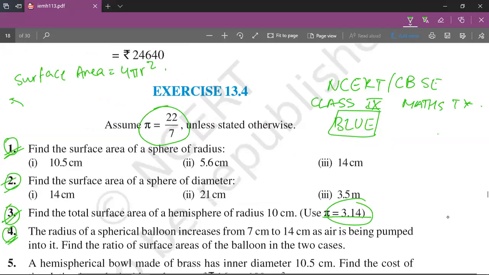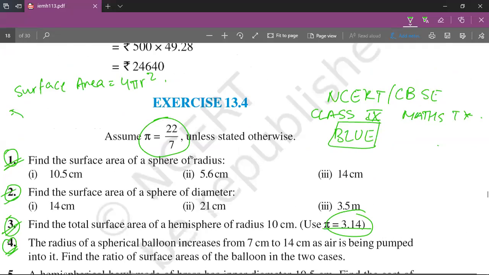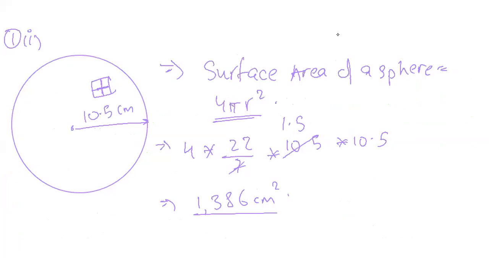So our next question states: find the surface area of a sphere of radius 5.6 centimeters. Okay, so it's a simple question. There's no need to be afraid. So I'll clear all of this. First question, second question, and we'll draw a figure first, and then I'll draw kind of a window, so that there's a difference between the sphere and the circle, and we'll draw the radius, which is 5.6 centimeters.